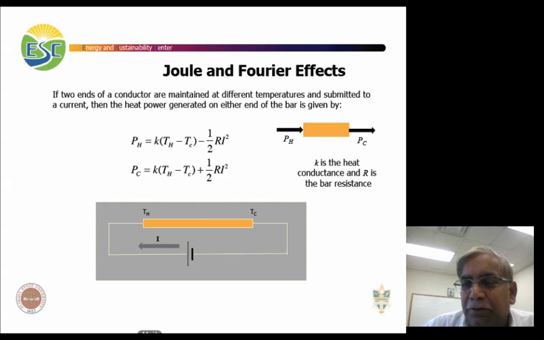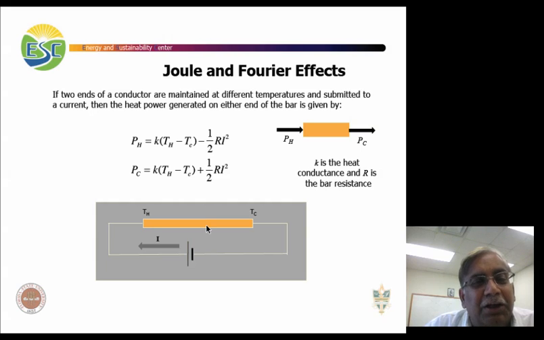Now, for example, if you take a bar of metal and you apply high temperature on one end and low temperature on the other end, there is heat conduction that takes place, and that is described by this expression here, where K is the heat conduction coefficient and delta T. This is what is called the Fourier effect, where the heat power is proportional to delta T.